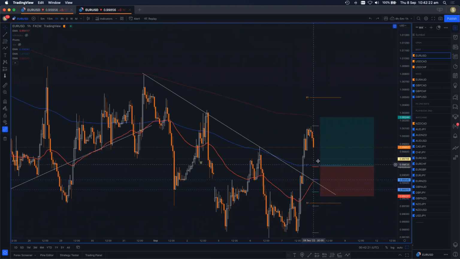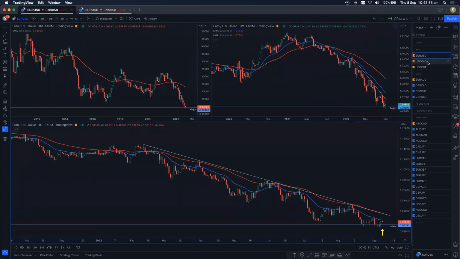If it pulls back here and gives us an entry. So US dollar is one of the best ones we can see. It's in my best list here. Okay, let's now go to dollar CAD.